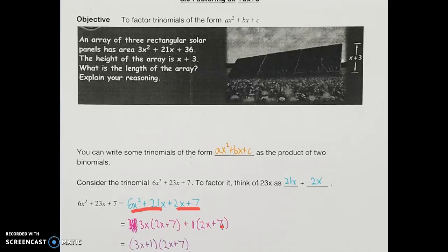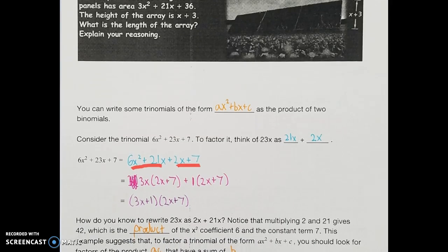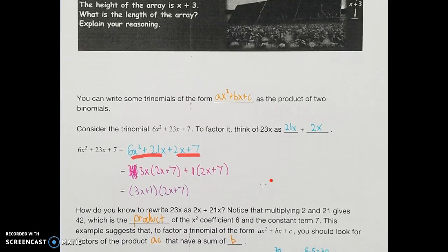So you should always see that. The way this is going to work is that when I factor my GCF out, so factor out the 3x, factor out the 1, the two parentheses that I'm left with should always be the same, and that's where I get my second factor from. So let's go back into why we did that first step in the first place. How did we know to rewrite 23x as 2x plus 21x? How do we know that we weren't writing it some other way?